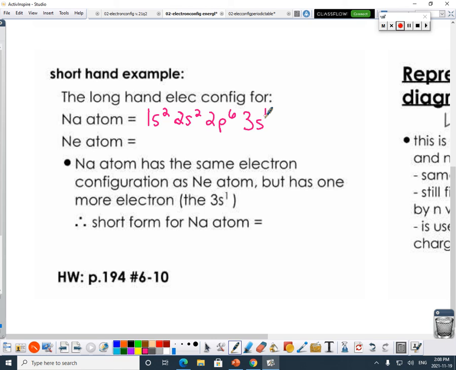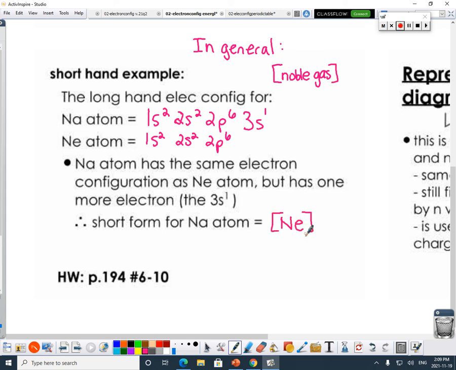Let's do neon, which has 10. Neon ends at 2p6. So I'm going to try to line it up on purpose. There is very little that's different. So for sodium, what can we do to make our lives easier? We can do the short form. What you're going to do is use the noble gas. The noble gas goes in the brackets. We're super lazy. You can write the word neon, but most people just put the noble gas's symbol. How many electrons does neon have? It has 10. So this would be like 10, and then we're going to write whatever's left.